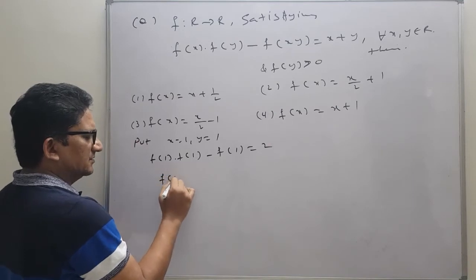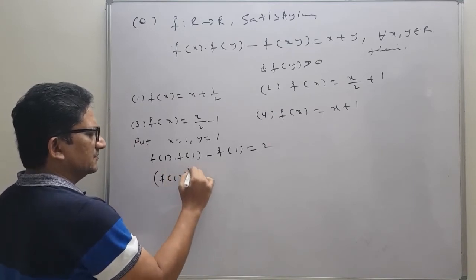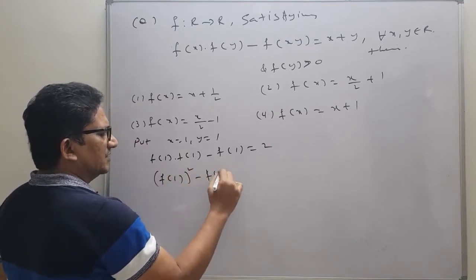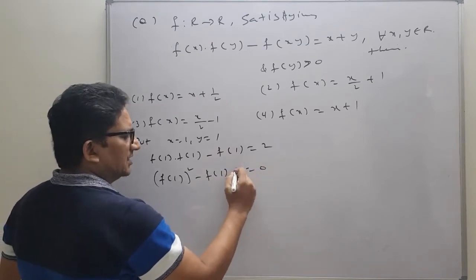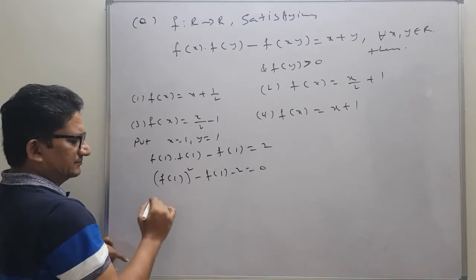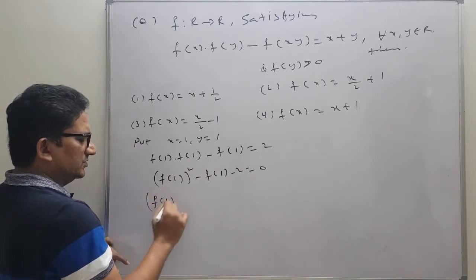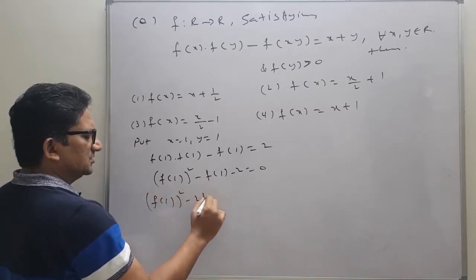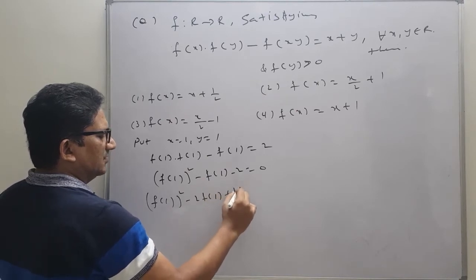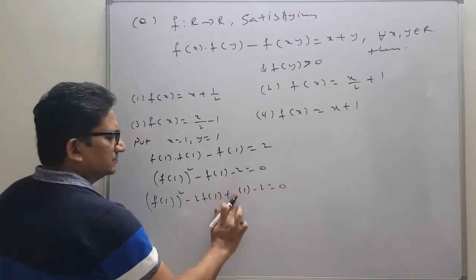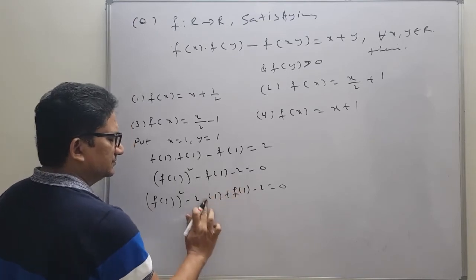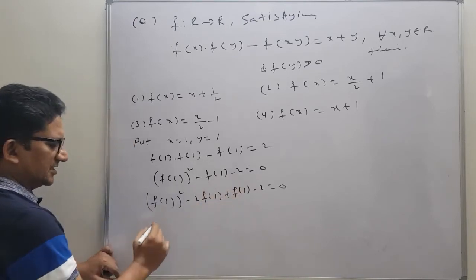Then we can write this as f of 1 whole square minus f of 1 minus 2 equals 0. We will try to solve it as a quadratic. f of 1 whole square minus 2 times f of 1 plus f of 1 minus 2 equals 0. So we will try to find the roots.